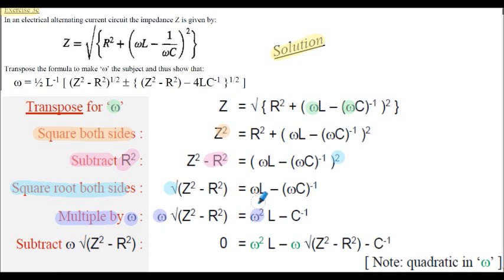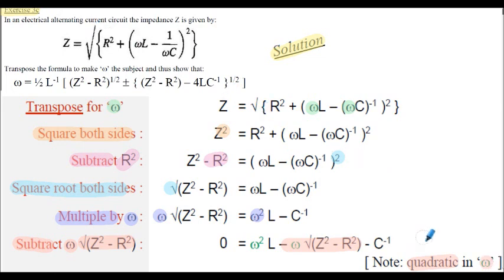So omega occurs here. Omega squared occurs here. But this omega cancels because of course that's 1 upon omega because of the -1 index. So the omega cancels with this term here. Then I've subtracted omega multiplied by the square root of, in the bracket, Z squared minus R squared from both sides. So that's shown here. And that leaves me with a quadratic in omega.